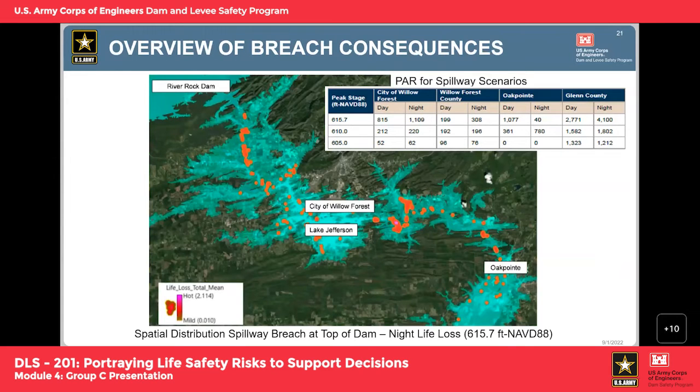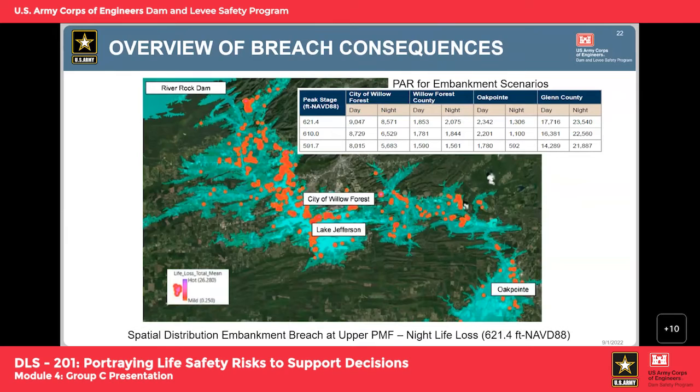So this just shows the spatial distribution of the consequences, the heat map for the spillway failure mode. This specific plot is for night life loss with the top of dam loading. We have the PAR listed there as well. I think where this can be helpful is comparing this to the next slide. If you go ahead and go to the next slide, you can see that there's drastically more people affected for the embankment breach.